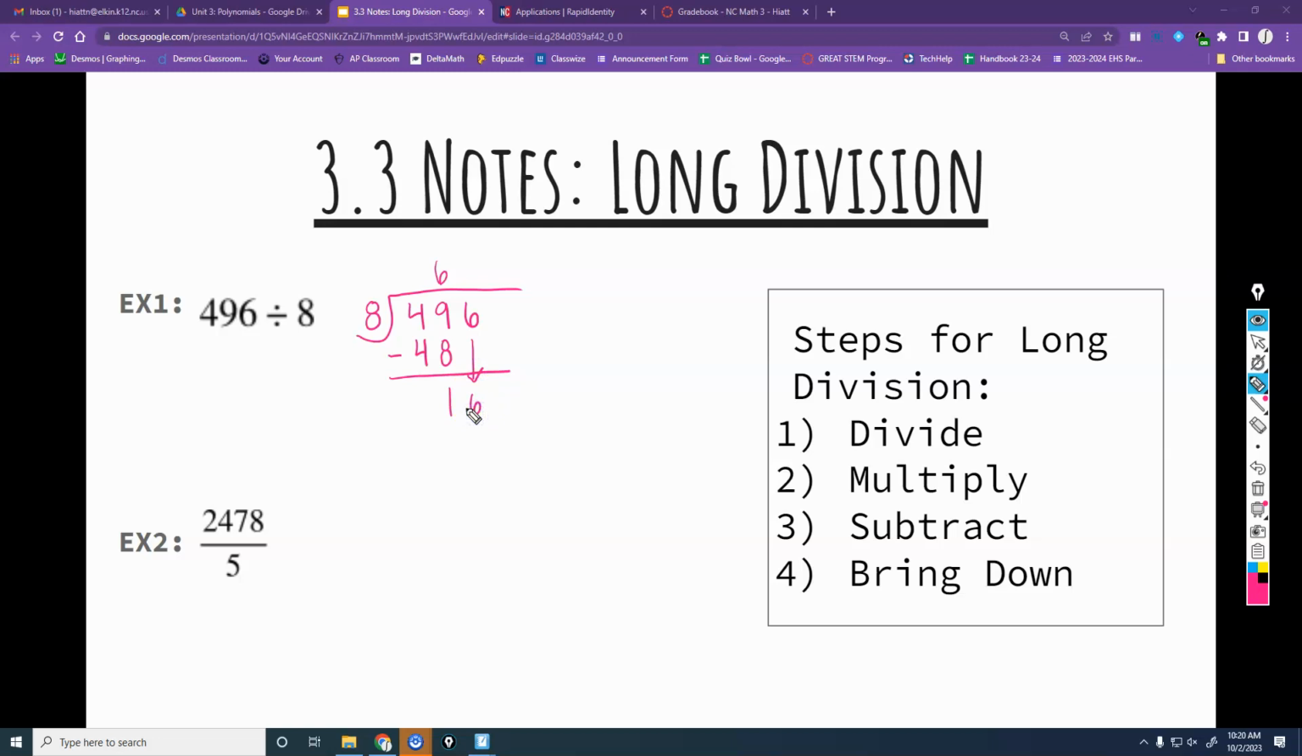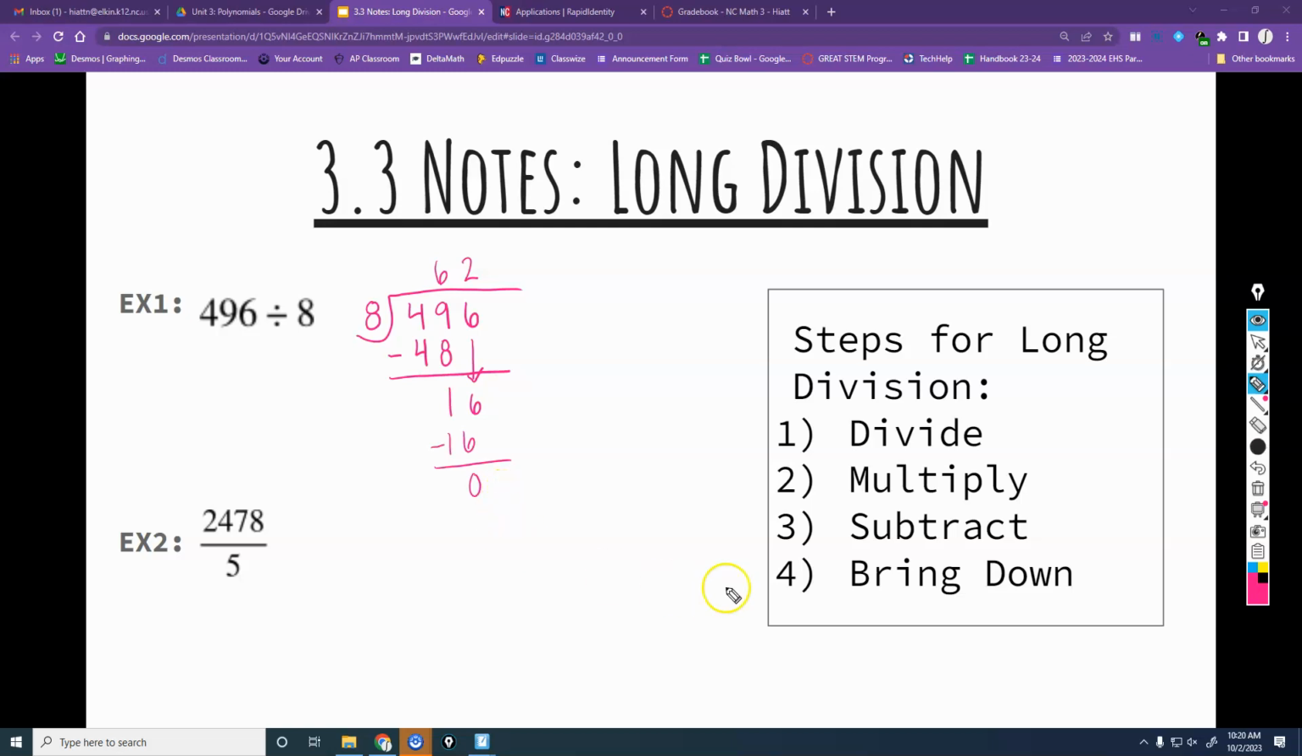Then 8 goes into 16 twice. We multiply, we get 16. We subtract, we get 0. There's nothing else to bring down, so you're done with this problem, and there is no remainder. So that's some pretty basic long division.